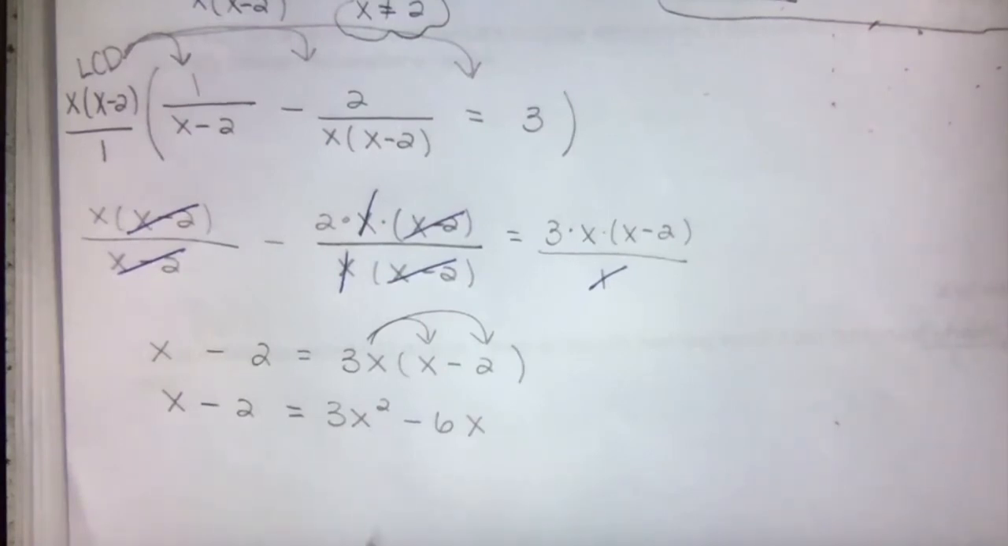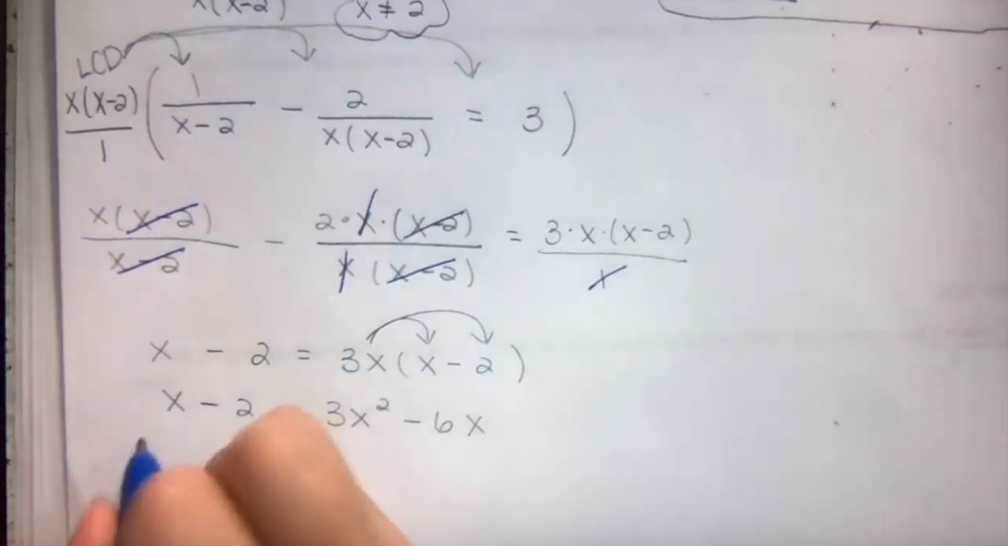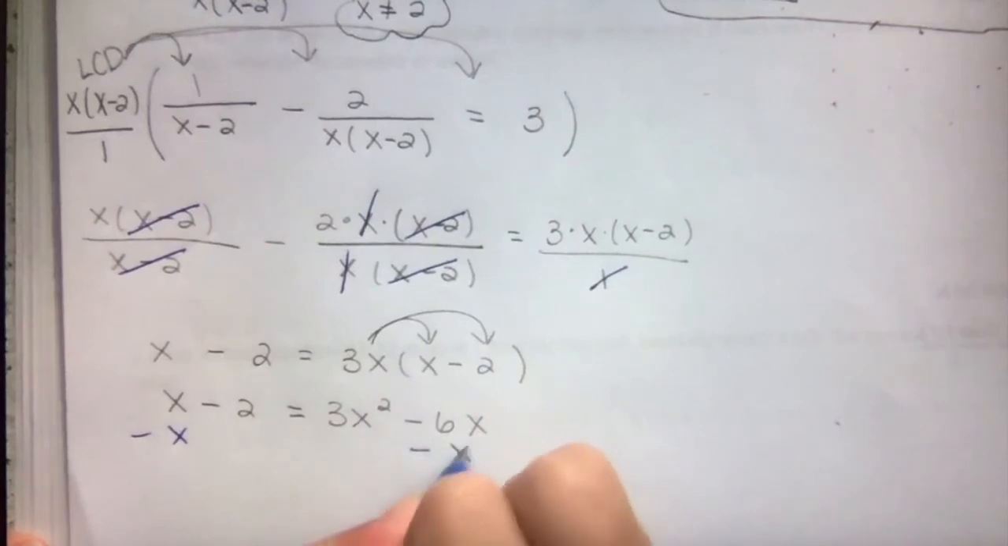So I see it's x squared. Let's go ahead and combine like terms. And I know whenever it's x squared, it's a quadratic, so I need to have it in standard form, which is set equal to 0. So let's subtract this x from both sides.